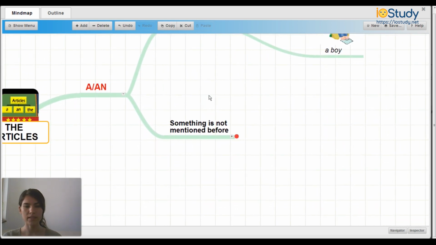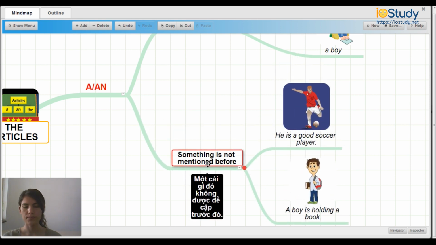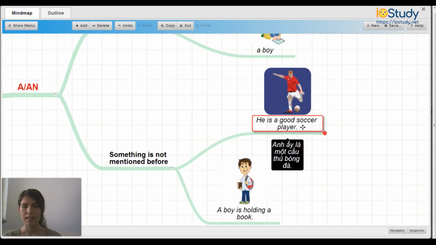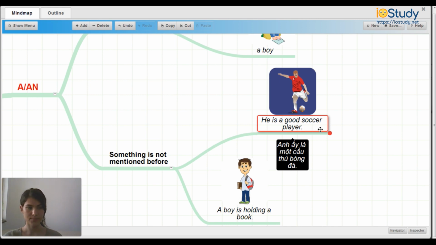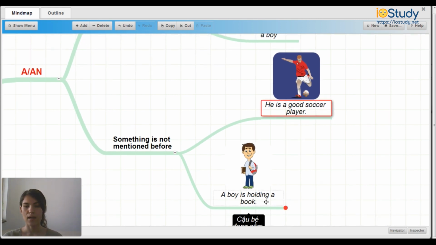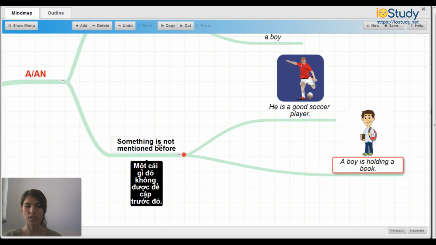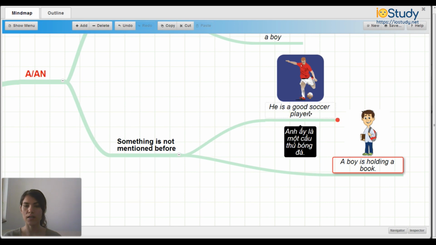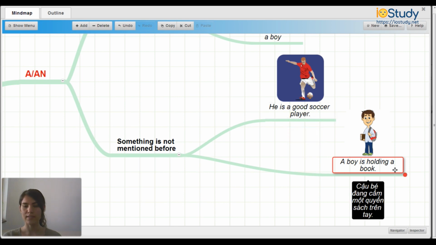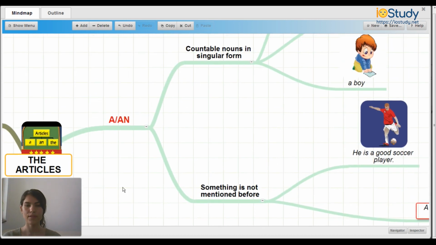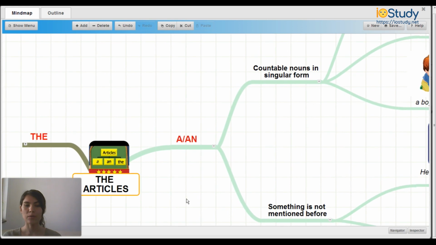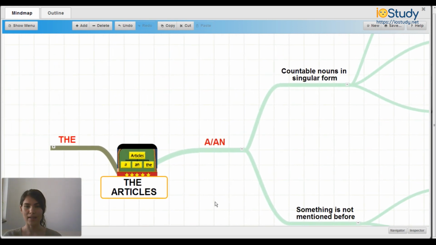Next, let's go down to something that is not mentioned before. For example, he is a good soccer player. And a boy is holding a book. So in both of these examples, something is not mentioned before. So a good soccer player and a boy is holding a book. These have not been mentioned before. Okay, so those are your grammar rules for using a and an.